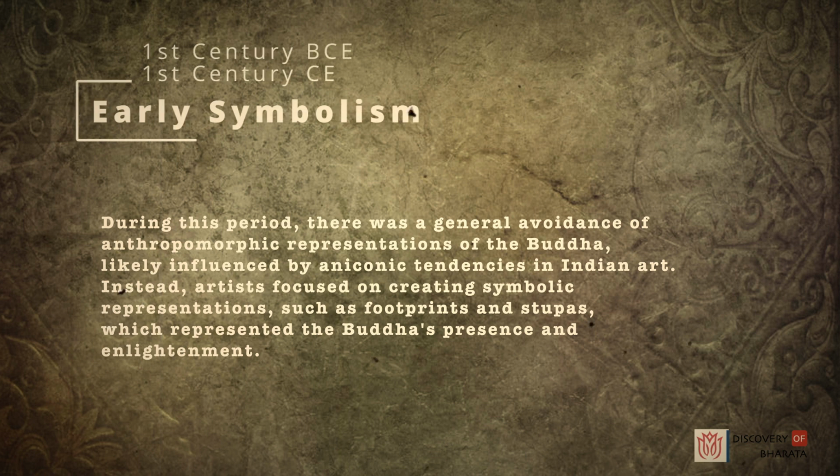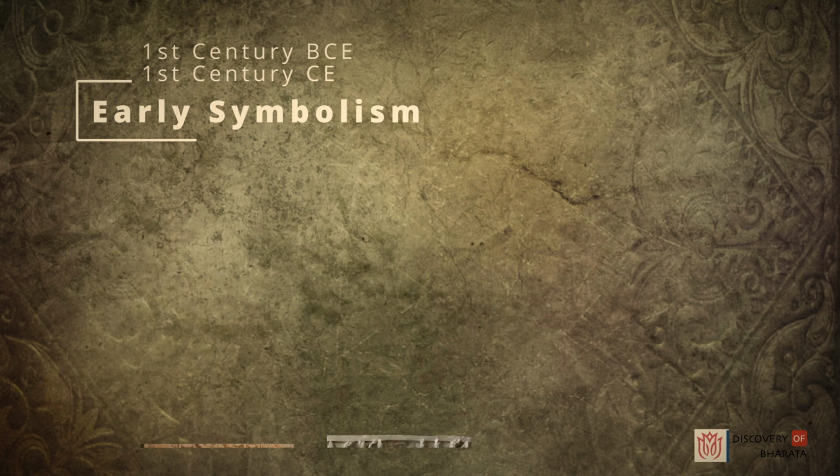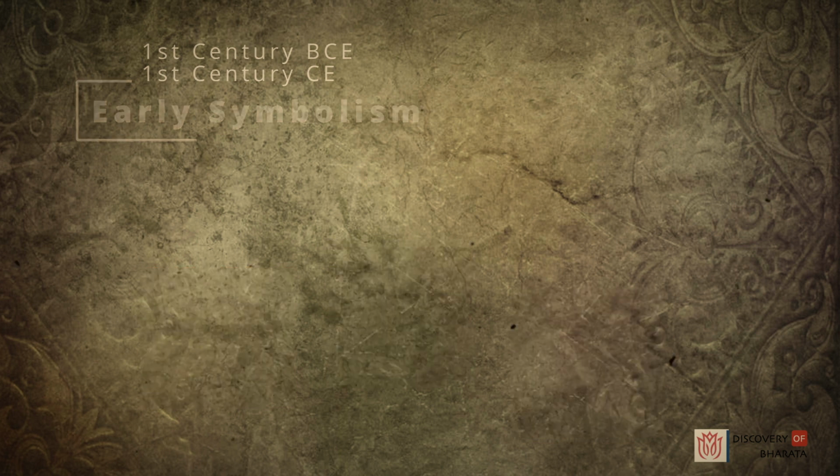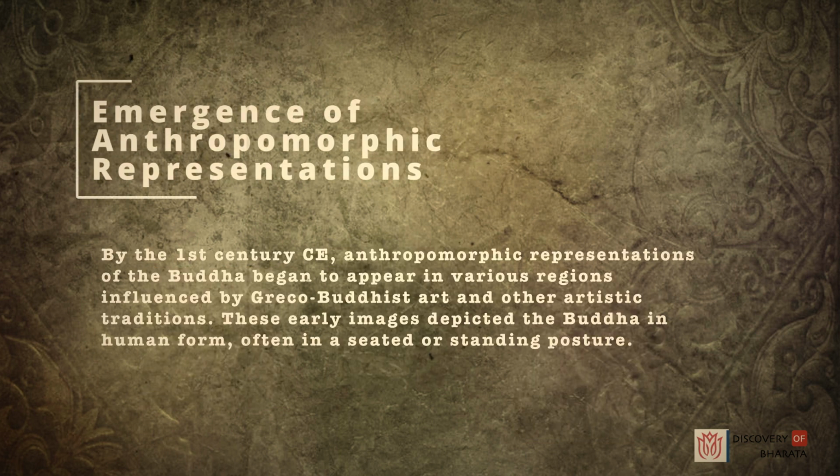Aniconic period, 1st century BCE to 1st century CE. During this period, there was a general avoidance of anthropomorphic representations of the Buddha, likely influenced by aniconic tendencies in Indian art. Instead, artists focused on creating symbolic representations, such as footprints and stupas, which represented the Buddha's presence and enlightenment. Emergence of anthropomorphic representations, 1st century CE.